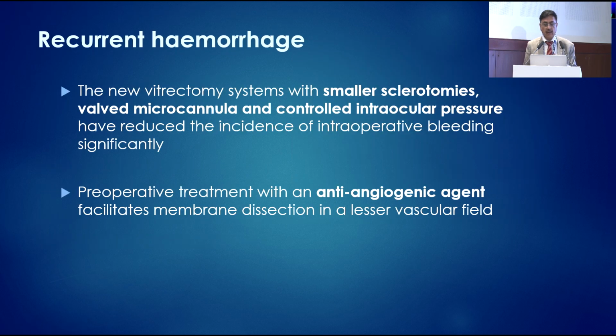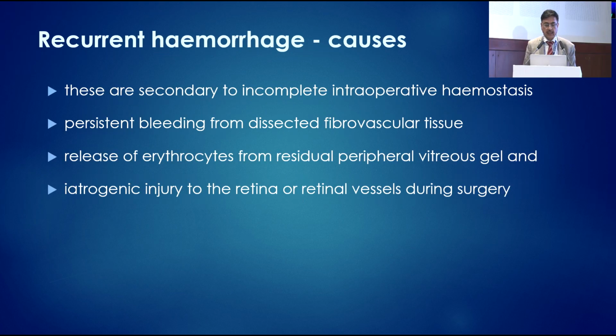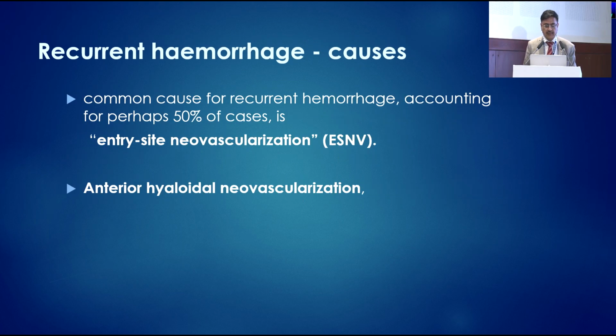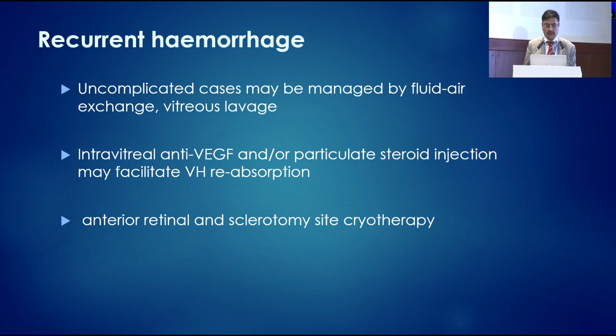And now we'll deal with recurrent hemorrhages. In the era of smaller sclerotomies, valve systems, controlled intraocular pressure, we don't have much bleeding, but still it's an important thing that we have to deal with in repeat surgeries. And it has not been significantly less in small gauge as compared to 20 gauge. These are the usual causes of recurrent hemorrhages. And the management of recurrent hemorrhage is the usual. Sometimes it clears spontaneously, but revision surgery is often needed.